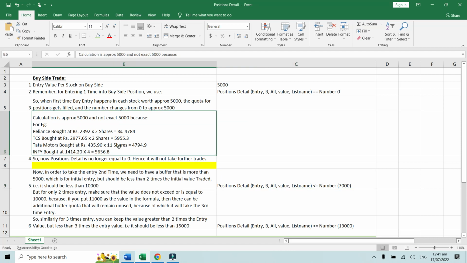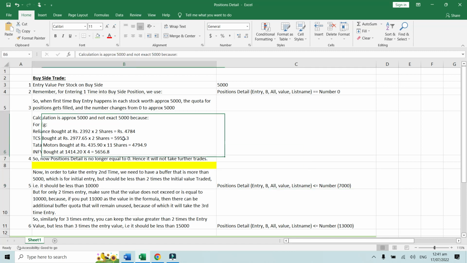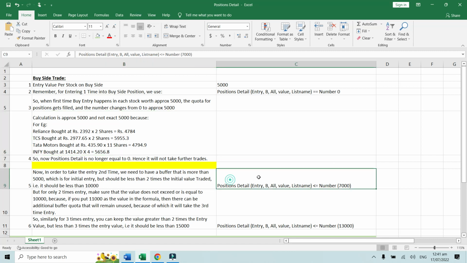But if you see the second time, if it has taken the trade, initially it took the trade for 5,955, which is less than the number 7,000 that we have put. So still 1,000 is the buffer that is pending over here. In this case, there is a buffer of almost 2,300, and over here there is a 1,400 buffer for Infosys, and for Tata Motors there is 2,300. So that's the reason why it is going for the re-entry the second time.